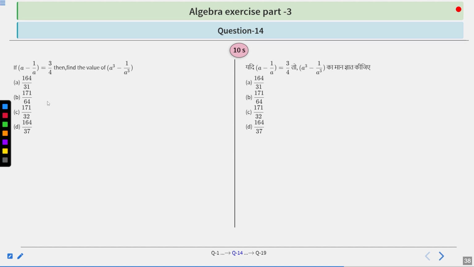Next, if a minus 1 upon a is equal to 3 upon 4, then find the value of a cube minus 1 upon a cube. And options are option A 164 upon 31, option B 171 upon 64, option C 171 upon 32, and option D 164 upon 37. These are the options, and I'm giving you 10 seconds to find that which one of them is correct. After that, I will do the solution for you.